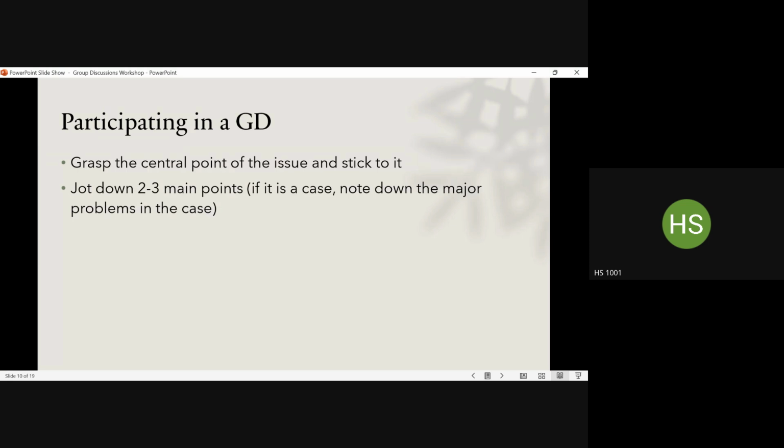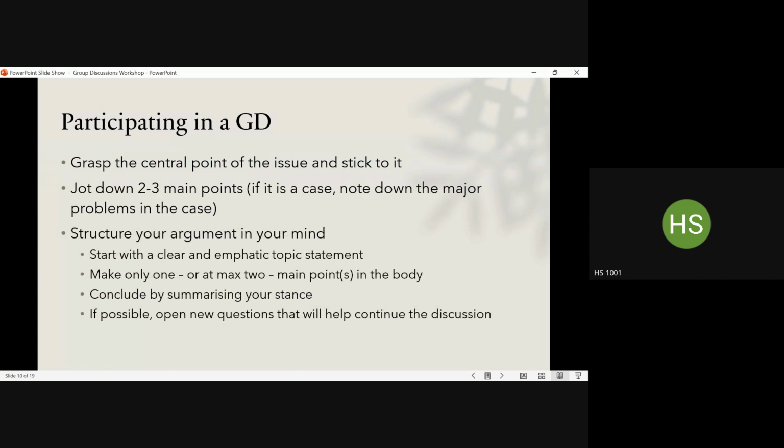Okay? So there'll be one central concern which you can break down into 2 or 3 points, and you address each of these points in turn. So maximum you will have 3 points, right? You do not have time for more than this. That is why you're limiting yourself to 3 points. Once you've decided what you're going to say, you'll have to structure your argument in your mind. That is, you'll have to decide how you're going to bring these points to the group in a very well-worded sentence.